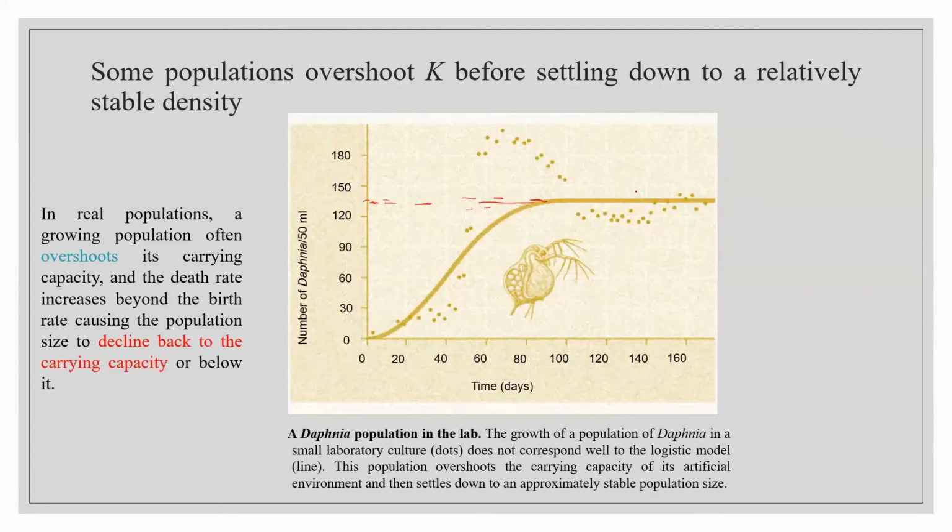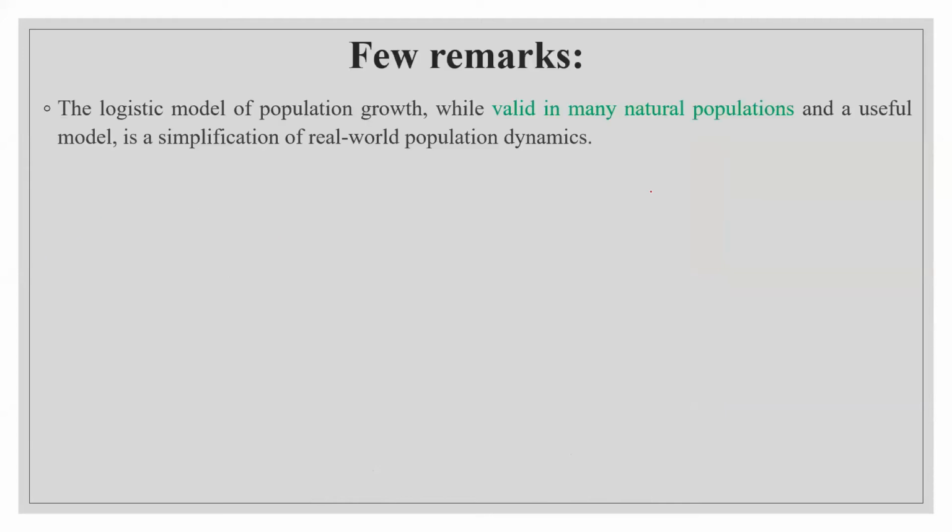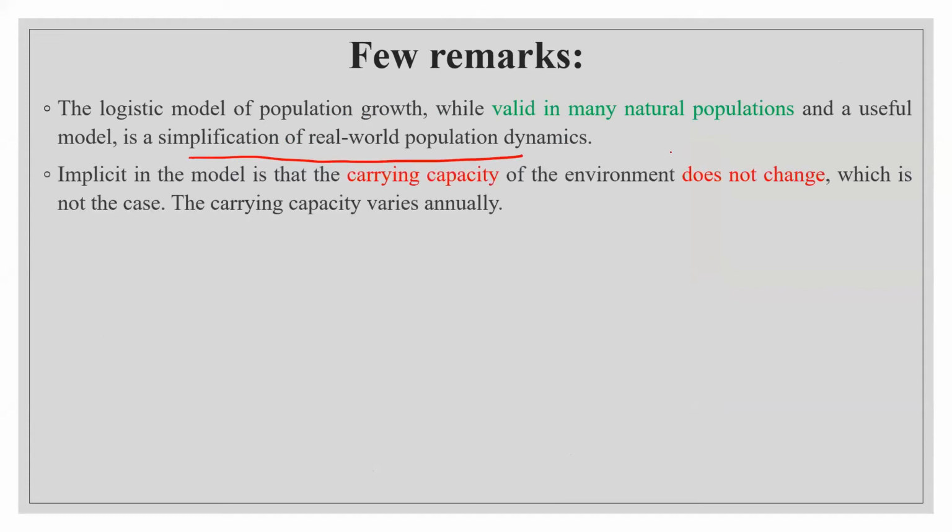So somehow they fitted the logistic model. But here you can see that this population is fluctuating around the carrying capacity rather than settling exactly over it. So sometimes it is also seen that the logistic population doesn't fit the exact population growth. So these are a few remarks. Obviously we have seen that many natural populations have that logistic growth type of shape, but it is a simplification of the real world dynamics.